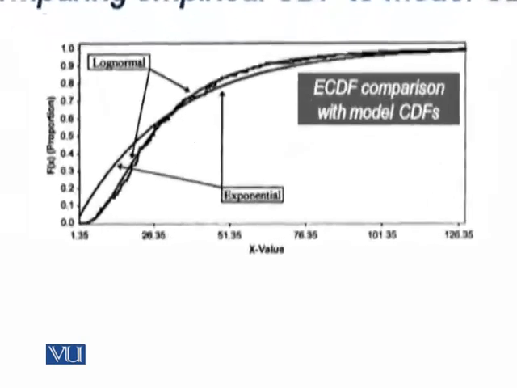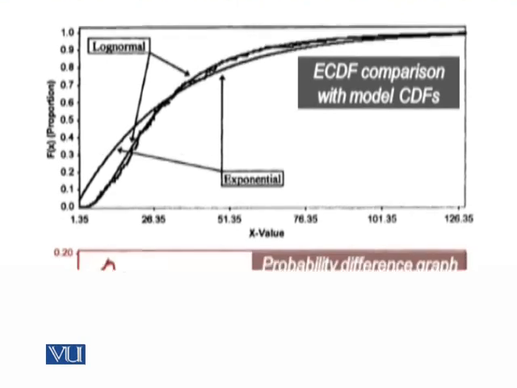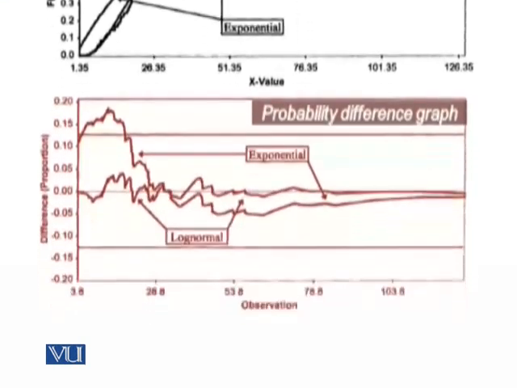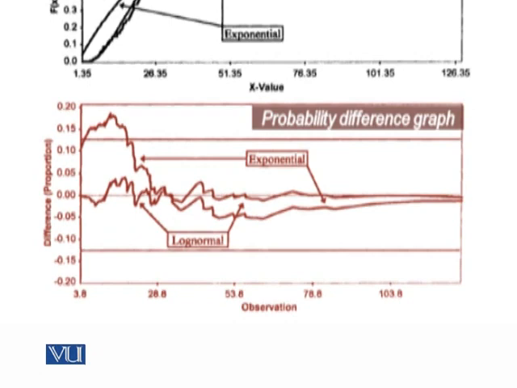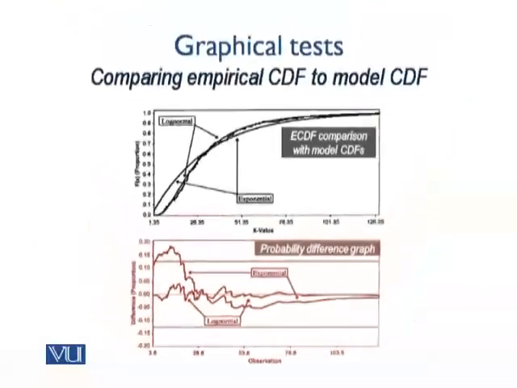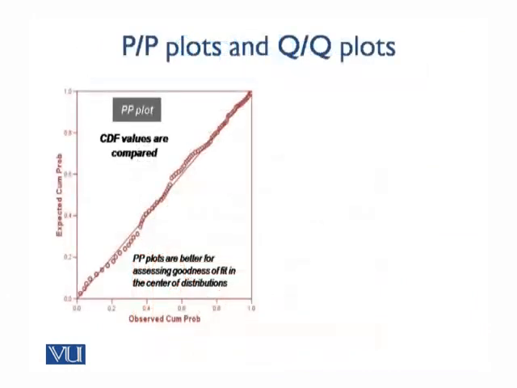From the graph on top, you can see that there is some discrepancy between the ECDF and the model distributions. This can be more easily visualized by an alternative depiction of the same data in what is known as a probability difference graph. You can see from this graph clearly that the difference between the ECDF and the exponential distribution is more than the difference for the log normal distribution. On the basis of this, we can subjectively say that the log normal distribution looks to be a better match for our input data.